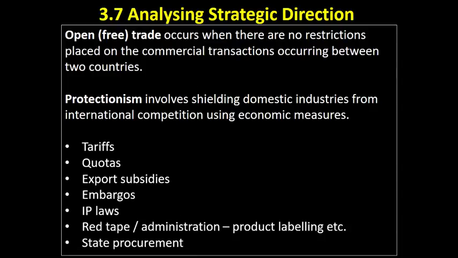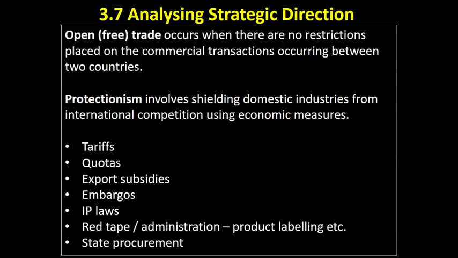And state procurement, where say if the government has to buy trains and the best trains are made in Canada, but we also make trains in the UK, maybe the UK government will buy the UK built trains, not because they're the best, but because they want to protect jobs in the UK. So state procurement would be another form of protectionism.